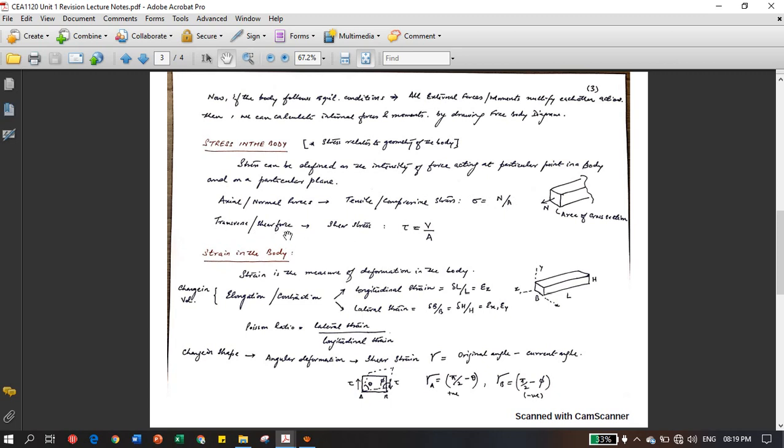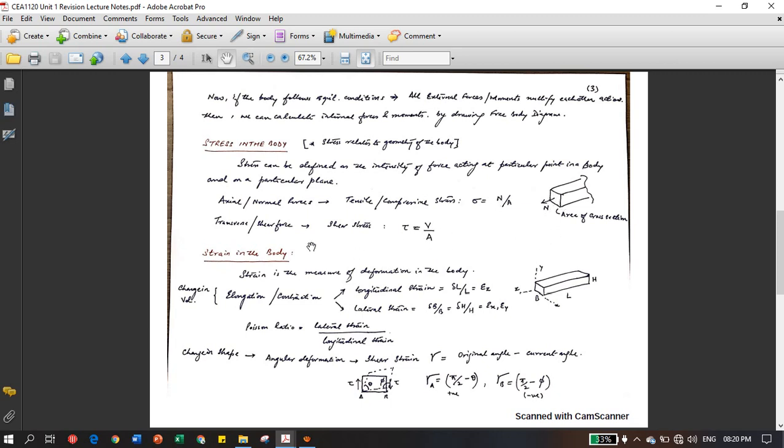And transverse shear forces will generate shear stresses in the body, which act along the cross section of the body, over here. Okay, this is denoted by tau, and it will be equal to V upon A. V is your shear force, and A is the area of the cross section.